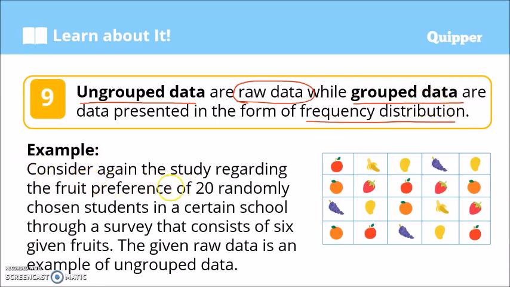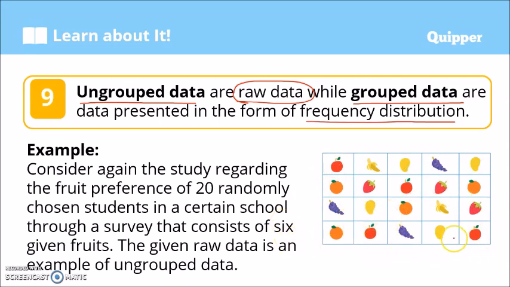So, example, let's consider again the study regarding the fruit preference of 20 randomly chosen students in a certain school through a survey that consists of 6 given fruits. So, the given raw data is an example of ungrouped data. Ano bang sa chart nito? Ibig sabihin, si student 1, preferred niya yung apple. Si student 2, preferred niya yung banana. Si student 3, preferred niya yung mango, and so on. So, ito yung mga raw na sagot, okay? Raw data na tinatawag.